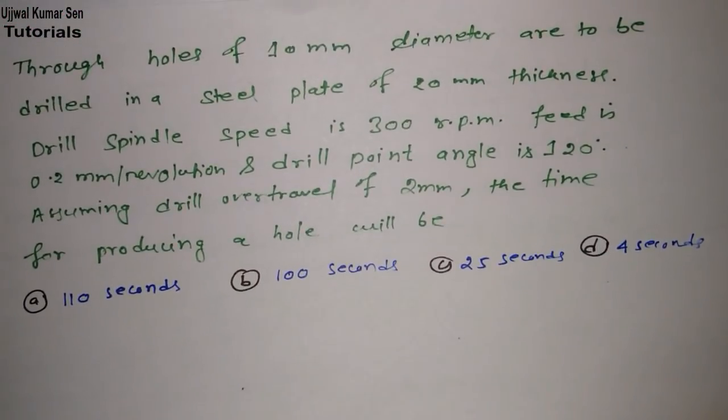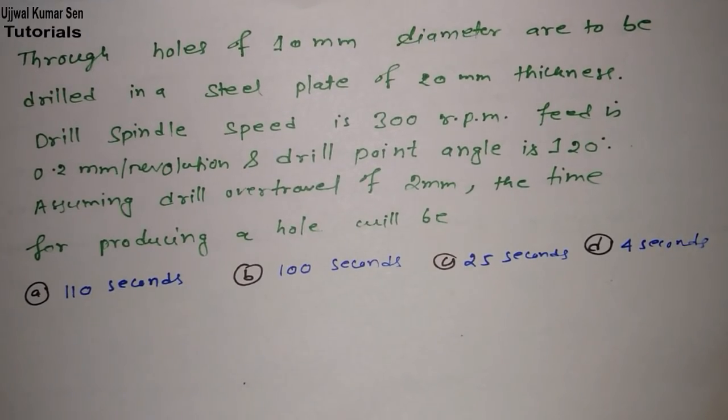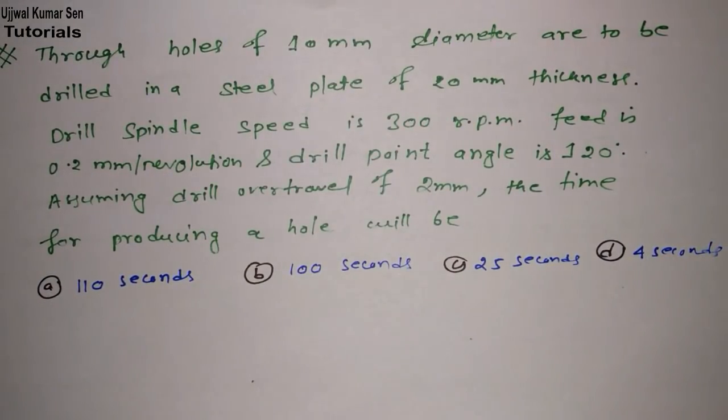Now we'll go for the next question, just below. In this question, what is given? Holes of 10 mm diameter are to be drilled in a steel plate. In this question, what is given and what we have to find out, I am sharing with you the super fast way to solve the question, right? This is really simple. First of all, we have to find out what we need to find out.